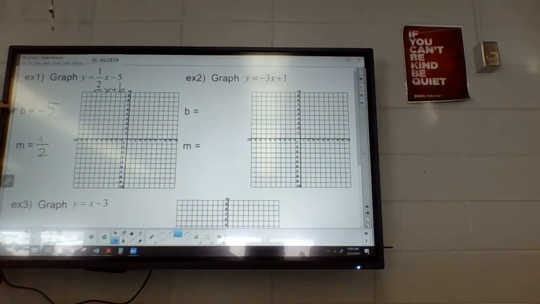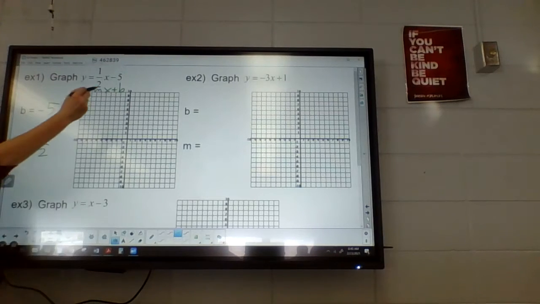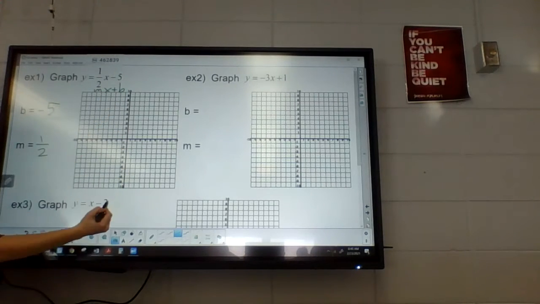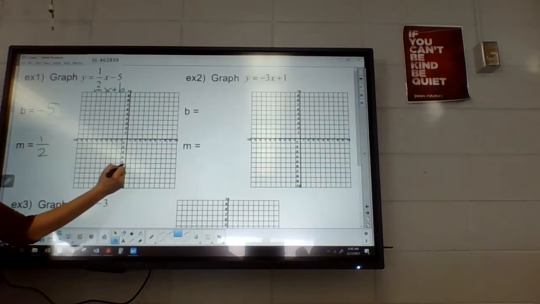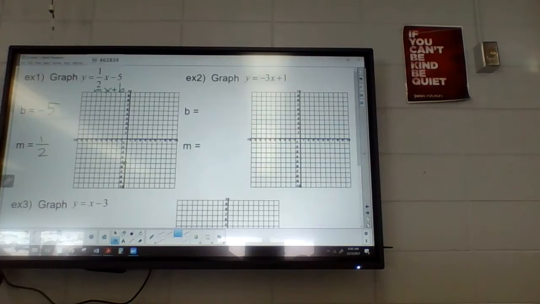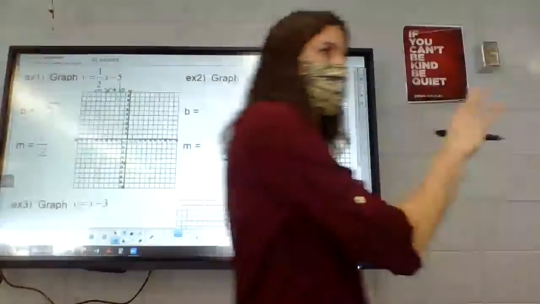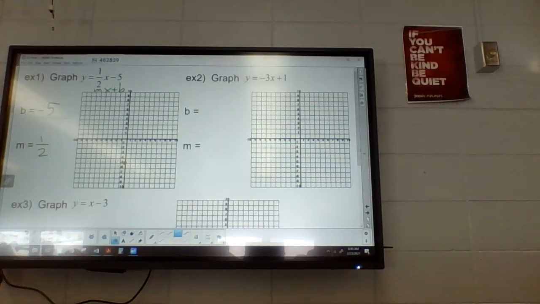So the b is where we begin on the y-axis. So on the y-axis, which is the up and down axis, I'm just going to put a dot at -5. So it's where I begin. So I didn't have to do any substituting, any figuring out what values of x I want to use. I can just put that dot on there. That's where I begin. Then I'm going to move using my slope.